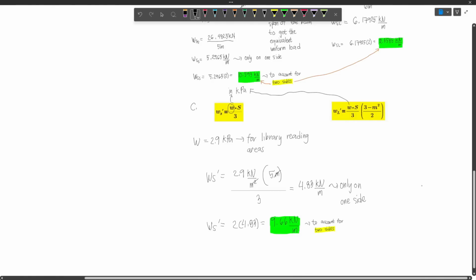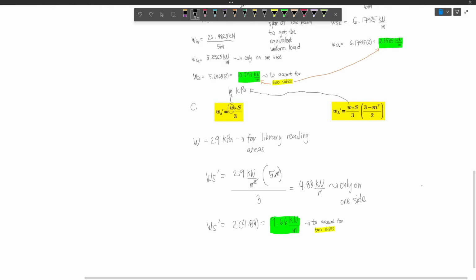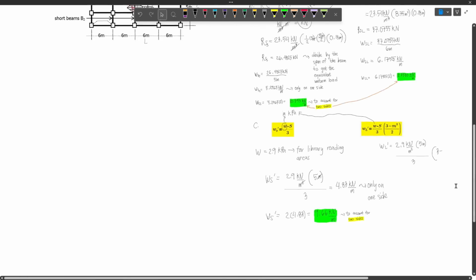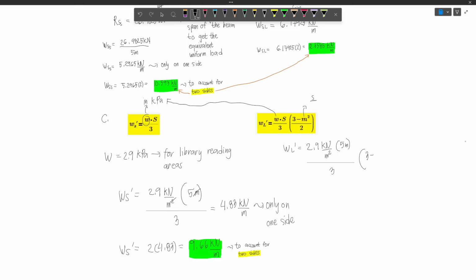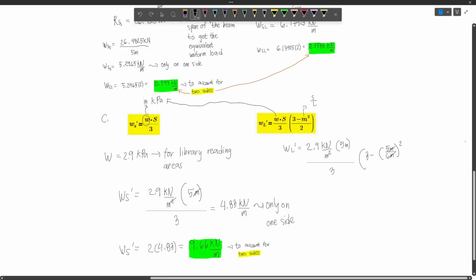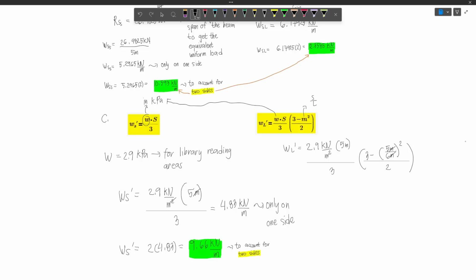And then for letter C dito, dito sa long beam, we have WL prime is equal to WS over 3 times 3 minus m squared divided by 2. Now our W is 2.9 kPa or 2.9 kN per m squared, and then multiplied by S, which is 5m, divided by 3, and then multiplied by 3 minus m squared. Now again, our m is S over L. This is S over L. So this will be 5m divided by 6m, and then squared, and then divided by 2. Now this will give us 5.57, and then kN per m.